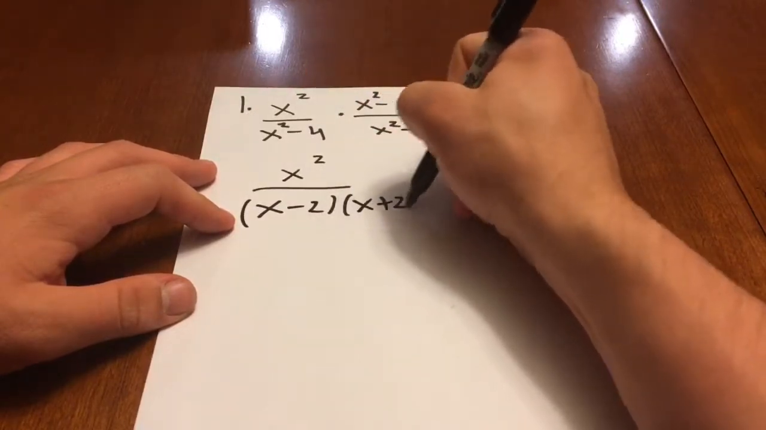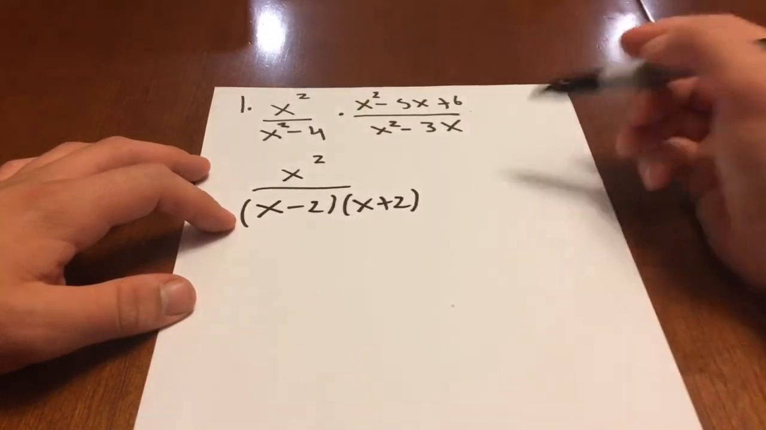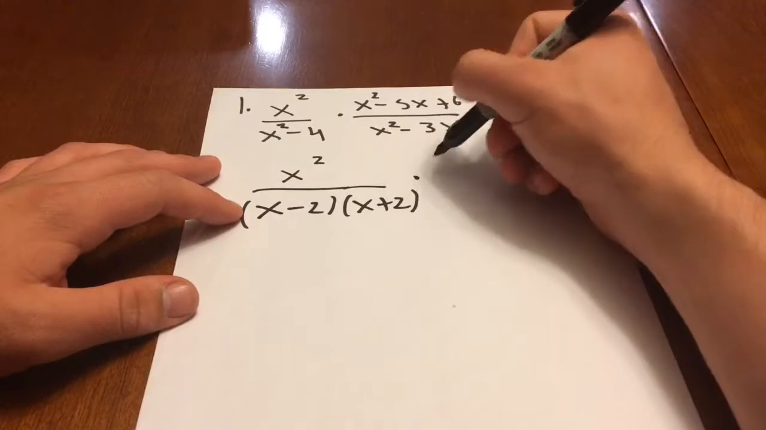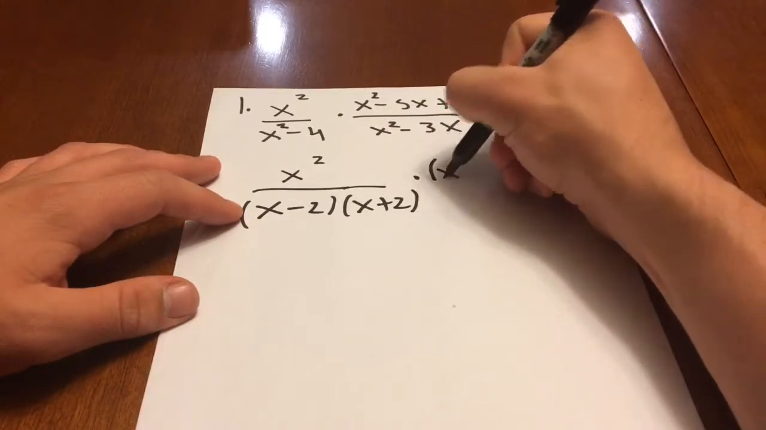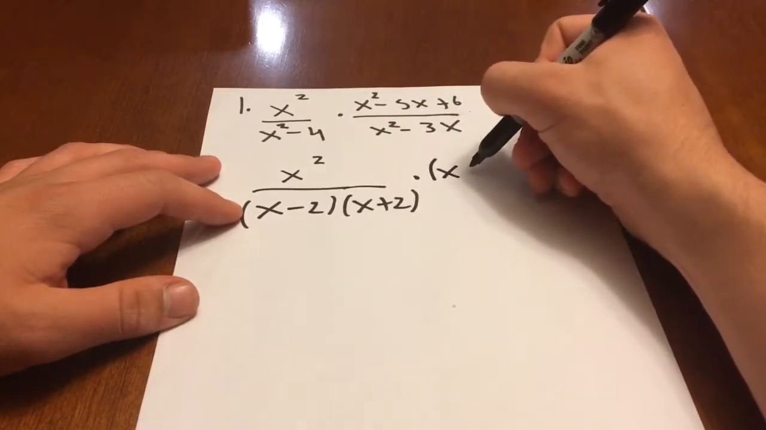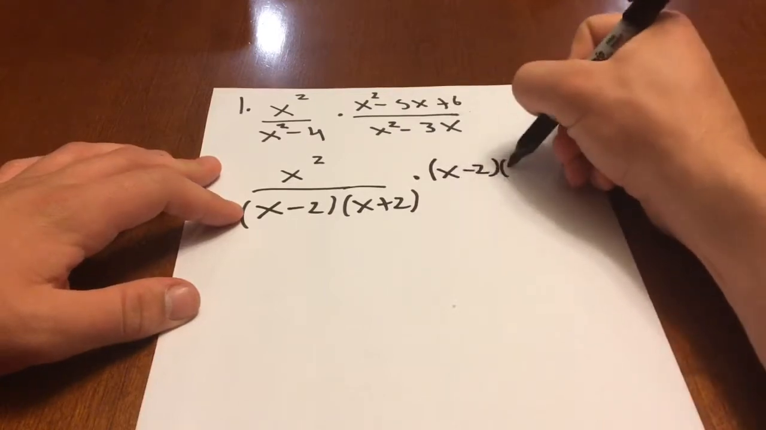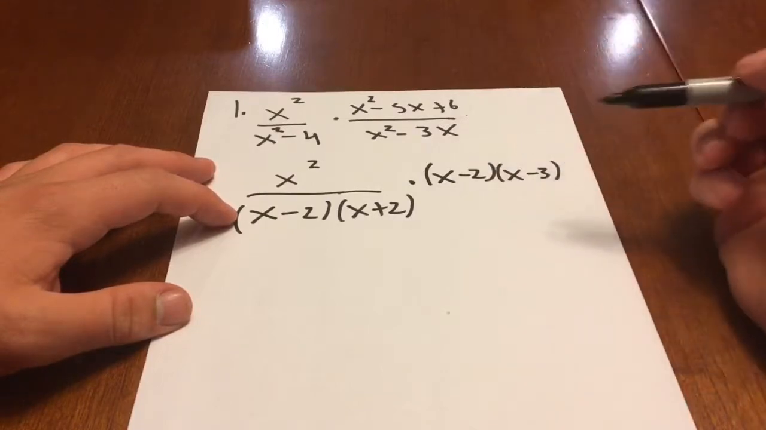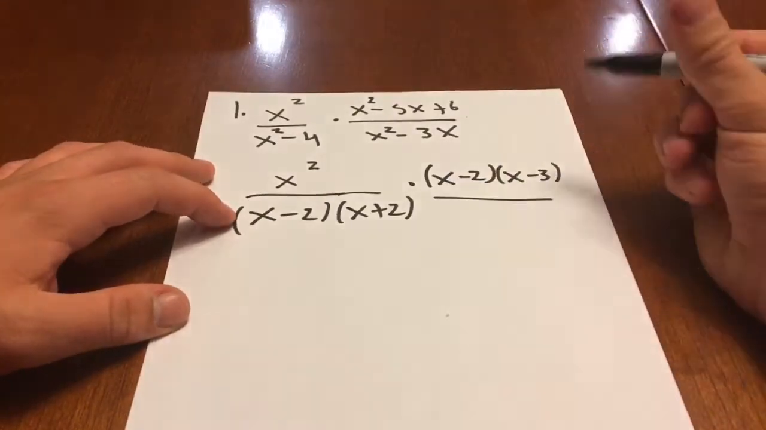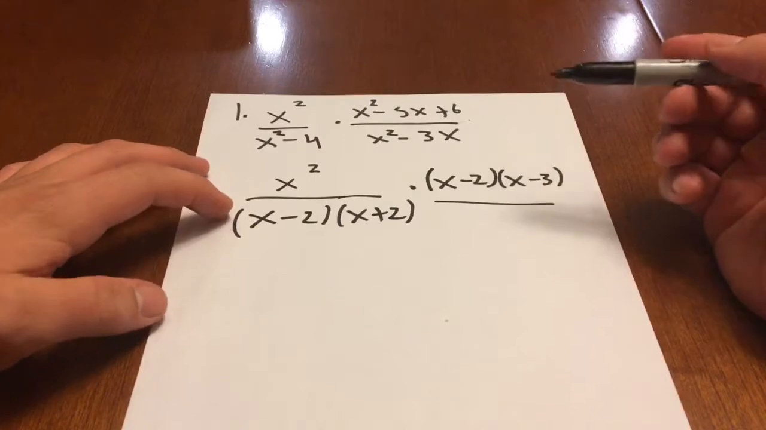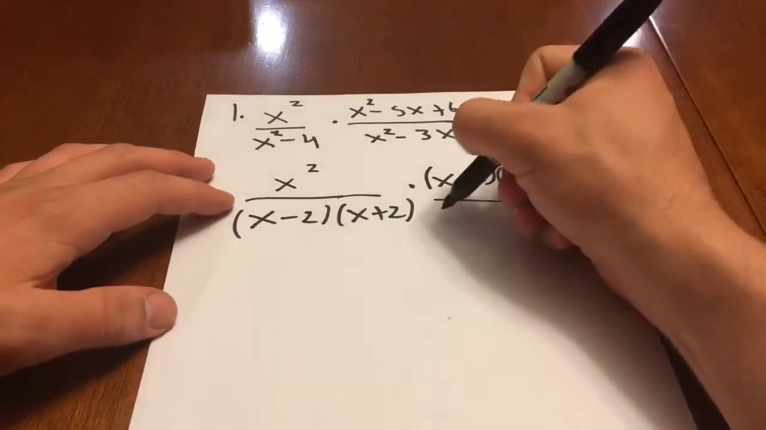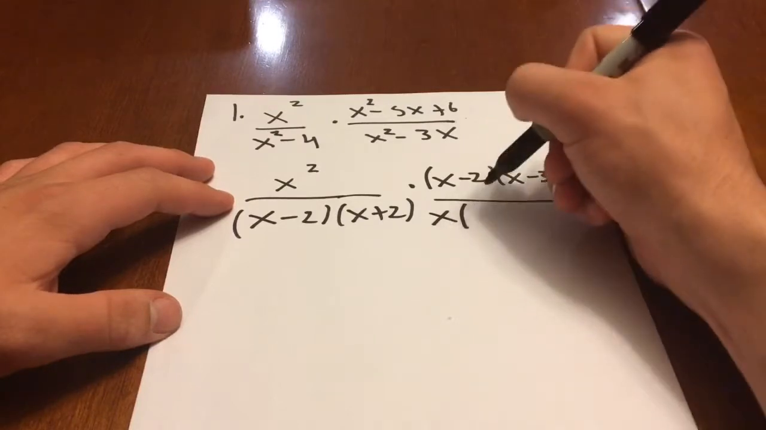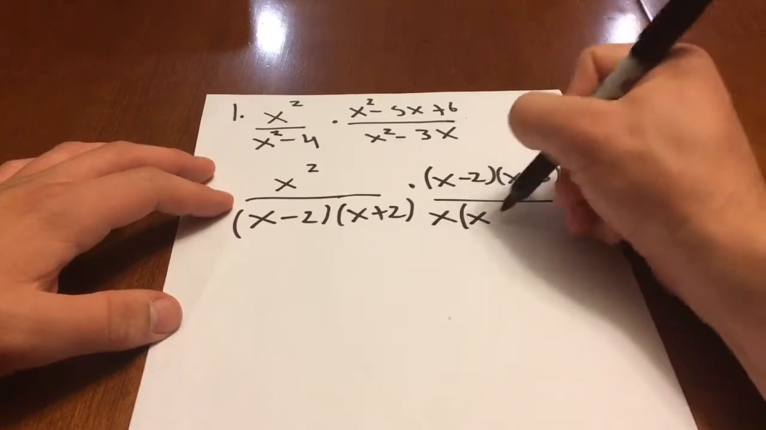So we have x squared over (x minus 2)(x plus 2), which would equal x squared minus 4. And then that's multiplied by (x minus 2)(x minus 3), and that is x squared minus 5x plus 6 factored completely. And for the bottom one, we just need to find a GCF, which would be x. So put x out front, and in the parentheses, we get x minus 3.